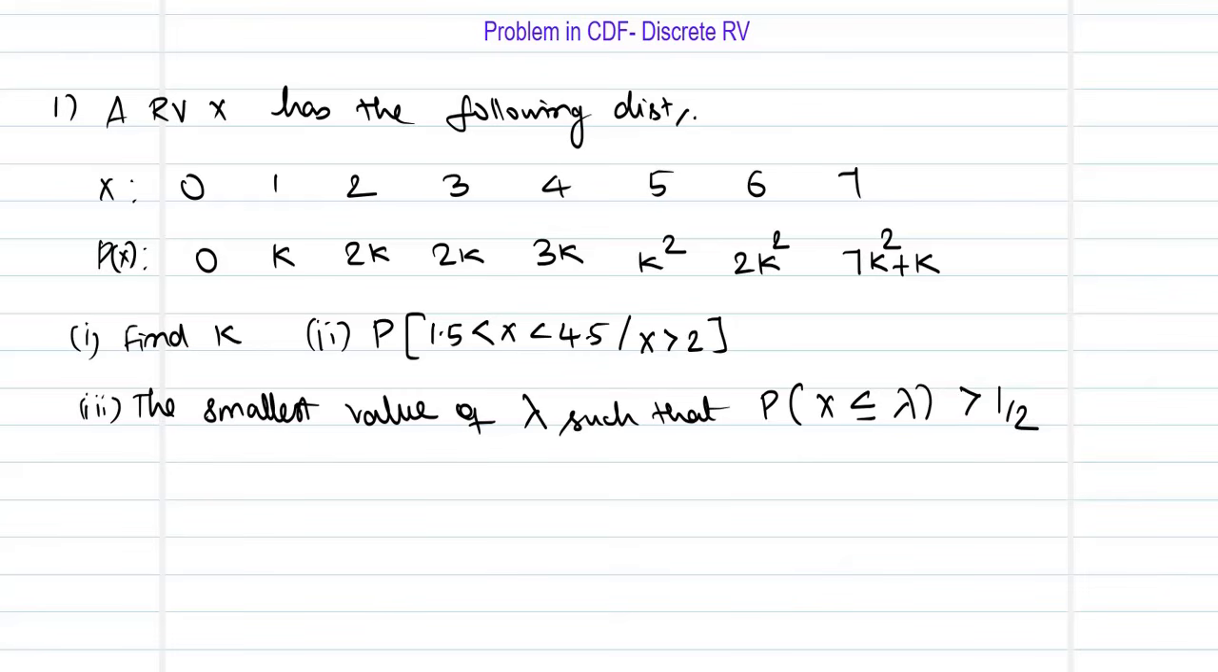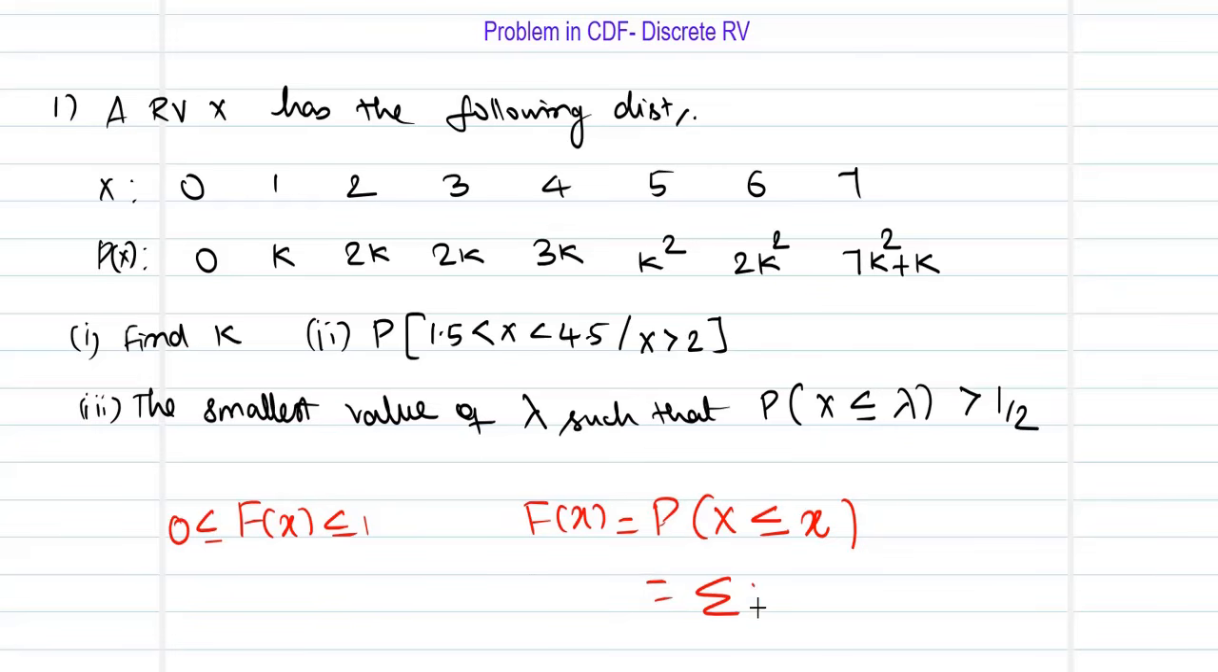We will have to keep in mind CDF is denoted by capital F of X and it varies between 0 to 1. You define capital F of X as the probability of X up to the current position X, which is got by adding all the probabilities P of Xi until the point of Xi. So we will quickly find the value of K.